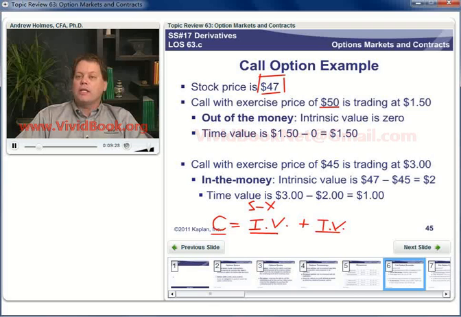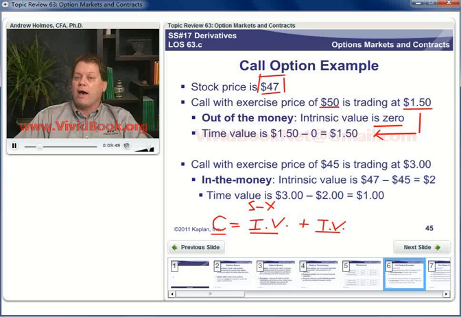But notice that the option still has value. That is, it has a value of $1.50. So what we're going to do here is simply break this out into intrinsic value and time value. Since this option is out of the money, the intrinsic value is 0. All of the value associated with this option then must be time value.